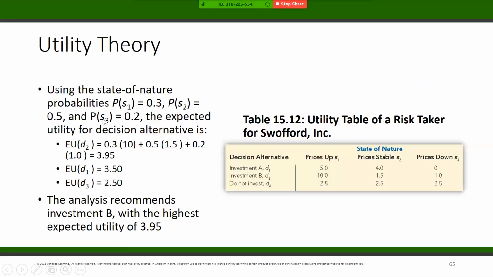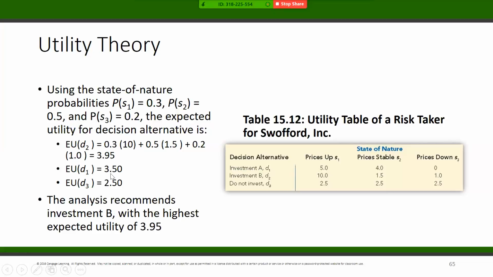Okay. So using the state of nature probabilities, probability of state 1 is 0.3, probability of state 2 is 0.5, and probability of state 3 is 0.2. The expected utility for decision alternative is, well, we're just going to take that 0.3 times the 10, and then we're going to take the 0.5 times the 1.5, 0.2 times the 1.0, and this is for decision 2. Okay, and so that gives us 3.95, and that's when you add all those together after multiplying.